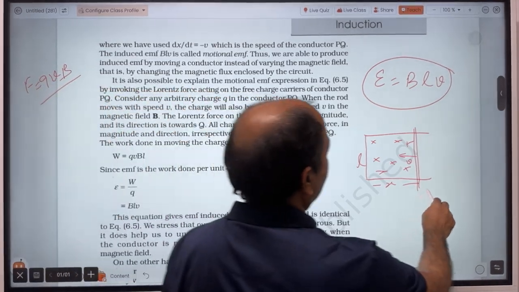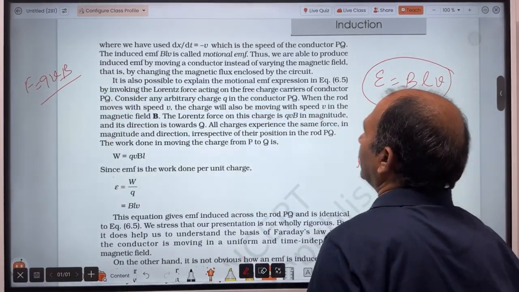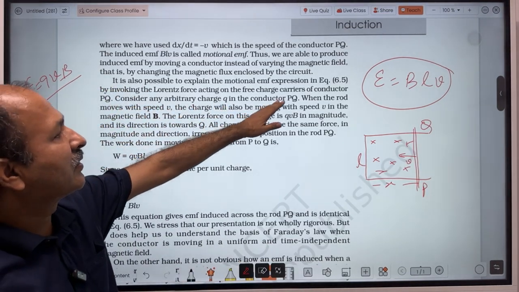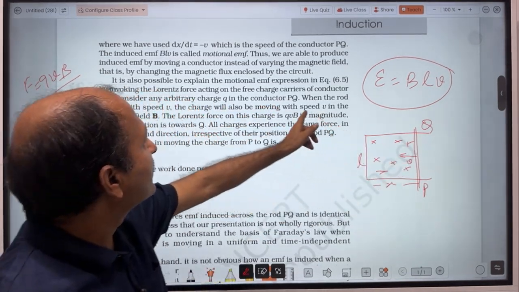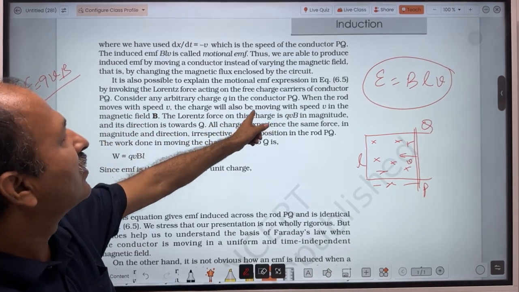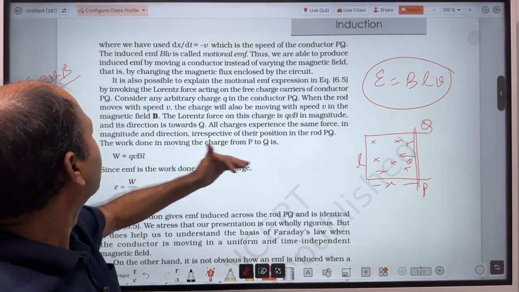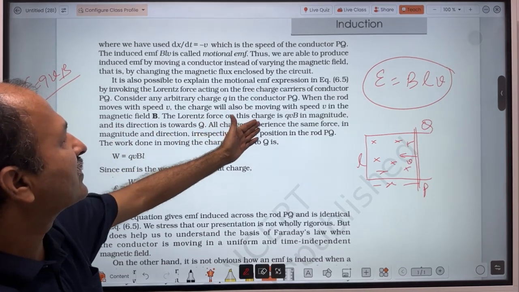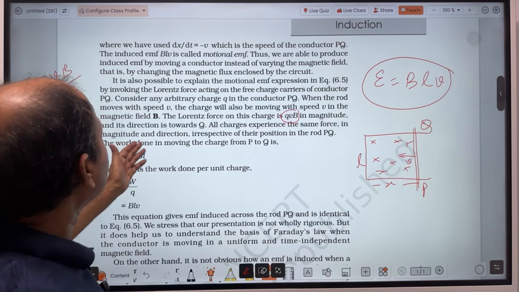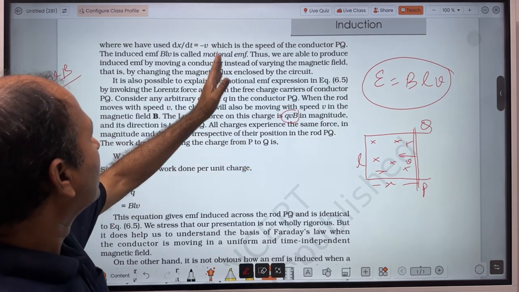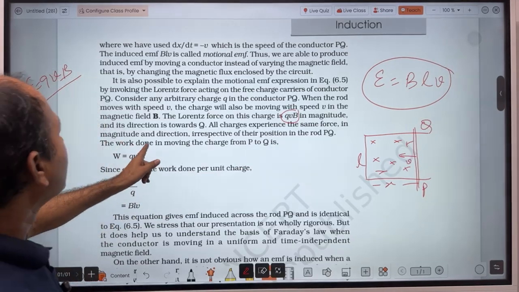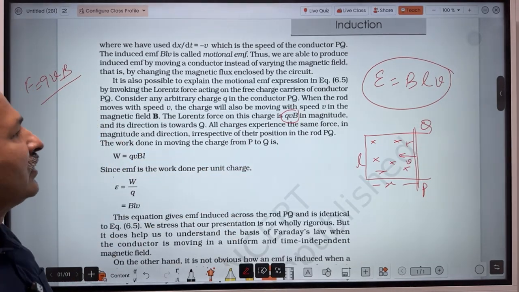This conductor, this is PQ that you have seen in the diagram, the same thing. Consider any arbitrary charge Q in the conductor PQ. When the rod moves with velocity V, the charge will also move with velocity V in the magnetic field B. The Lorentz force on this charge is QVB, as you know very well. So QVB in magnitude, and its direction is towards Q, right? It will move up. All charges experience the same force in magnitude and direction, irrespective of their position in the rod PQ.